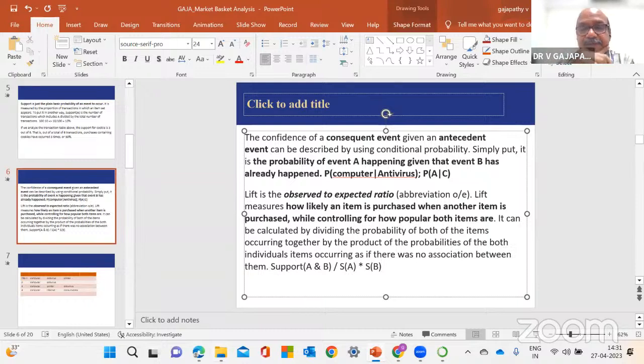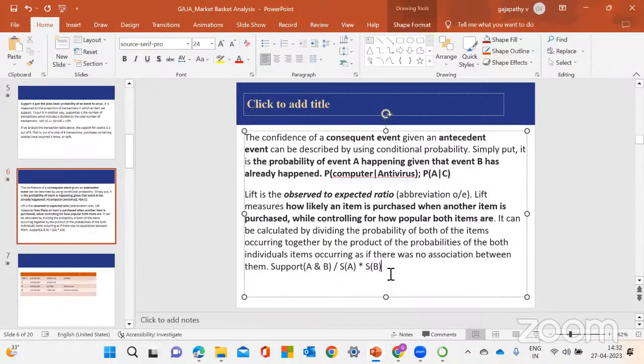Sir, that is why yesterday itself, yeah. Can't we calculate this lift by using confidence and support only? Yes, we are using. I will tell you another simpler way also. It is C by S: confidence divided by support. If you calculate, you will get the answer. Otherwise, support A and B divided by support A times support B.